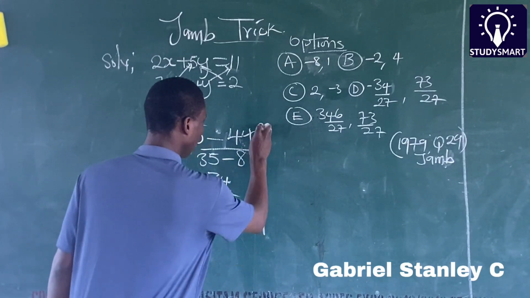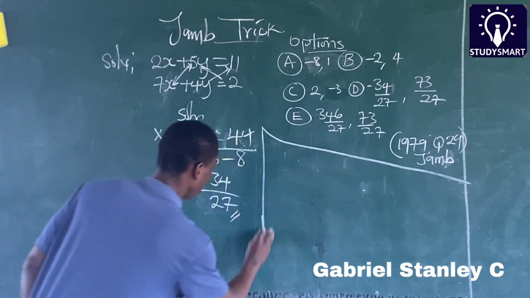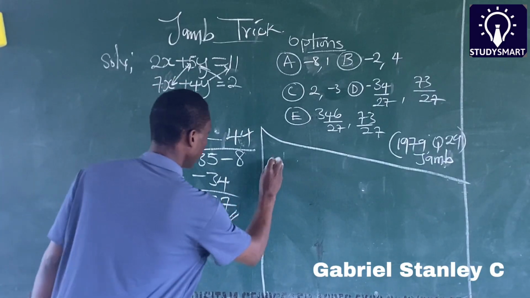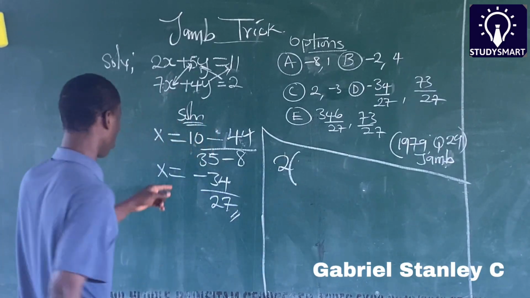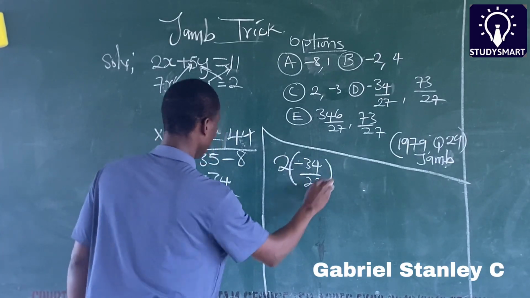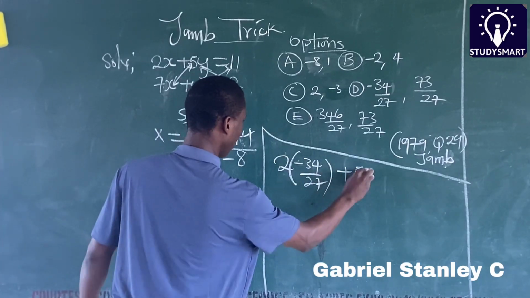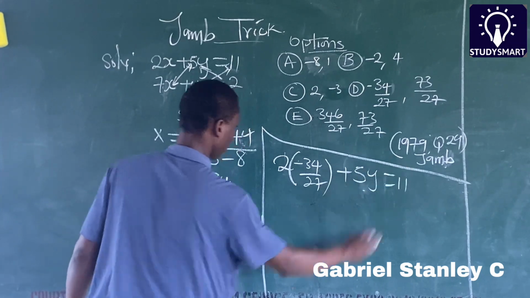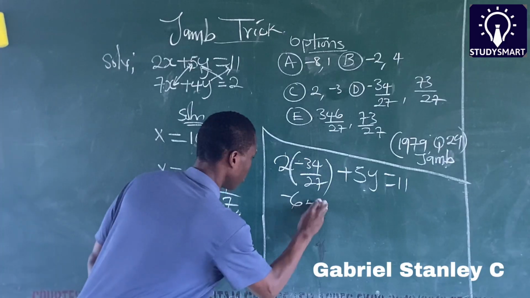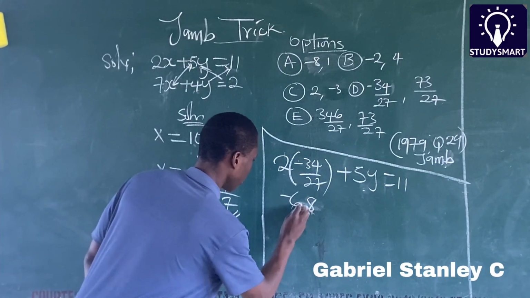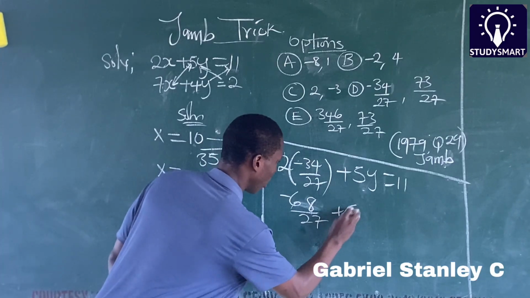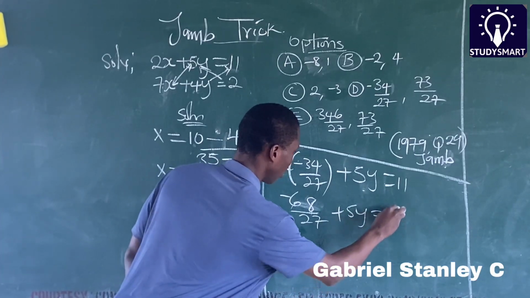So let's come over here. Substitute this value of x into this equation here. You have 2 into, so your x becomes minus 34 over 27 here, then plus 5y equal to 11. So when you multiply this by this, you get minus 68 over 27, plus 5y equal to 11.